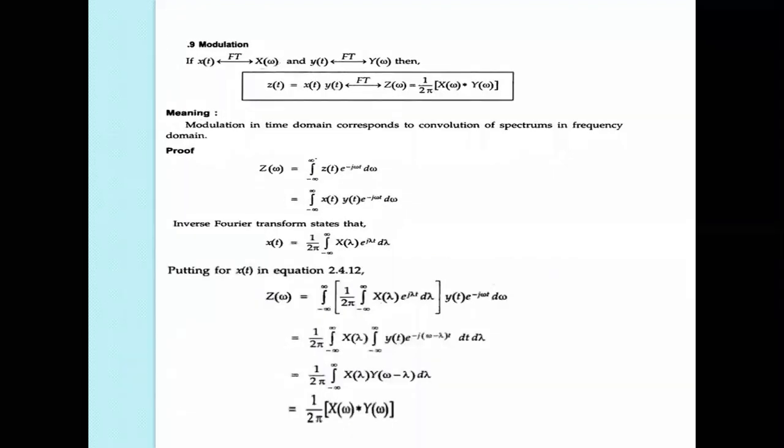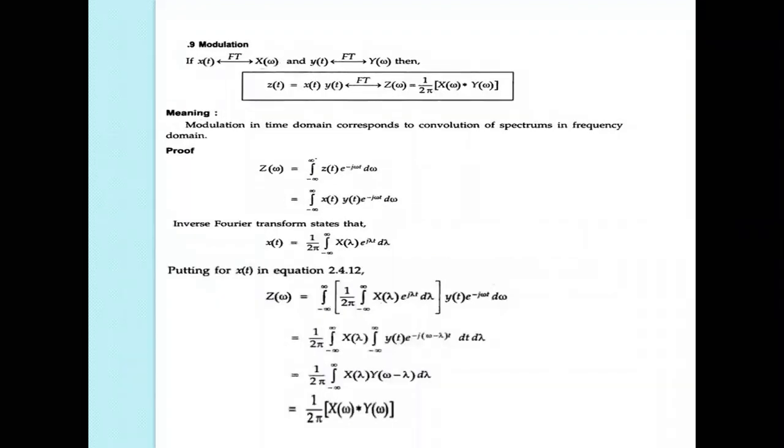There is no integration property in the Fourier series. Frequency differentiation is not there in the Fourier series and the integration property is also not there in the Fourier series. Remaining all the properties are there. That is the 6 properties we discussed in the Fourier transformation also.